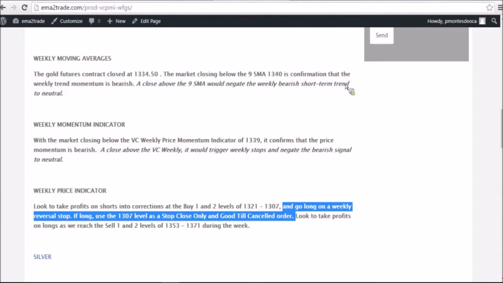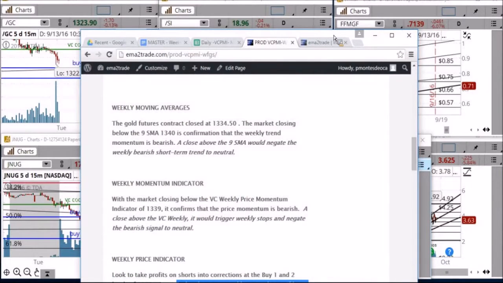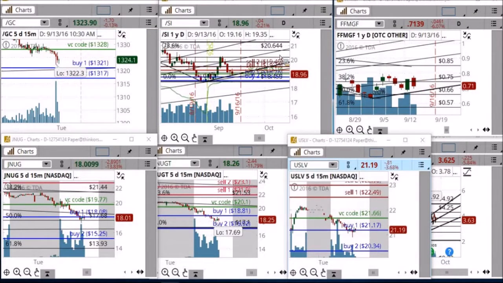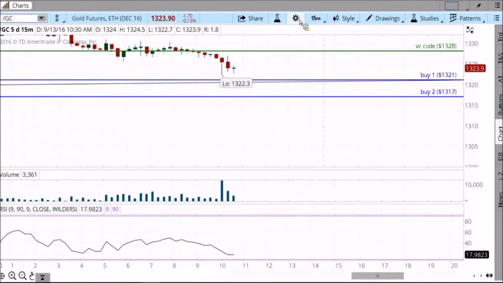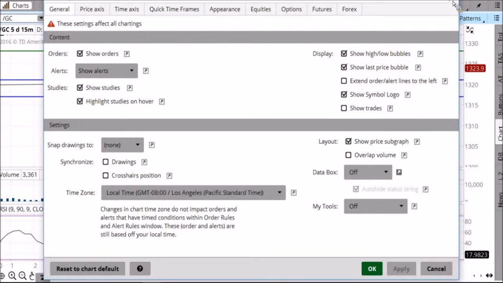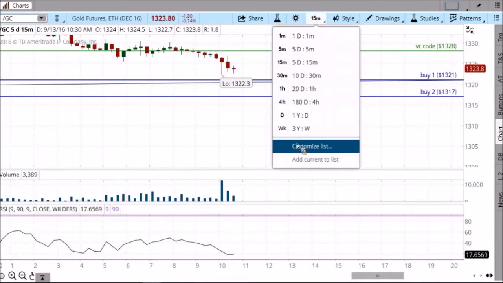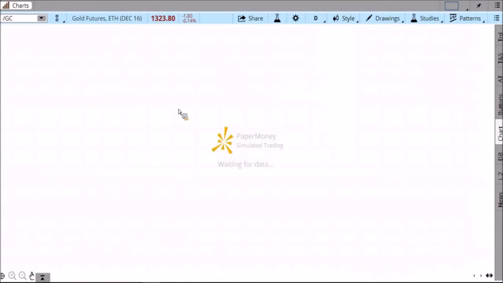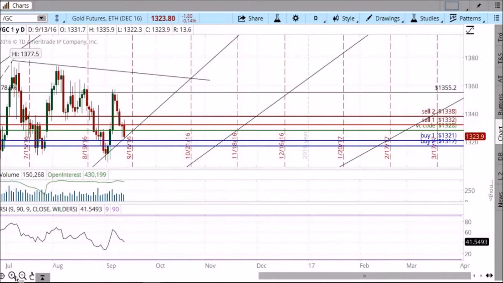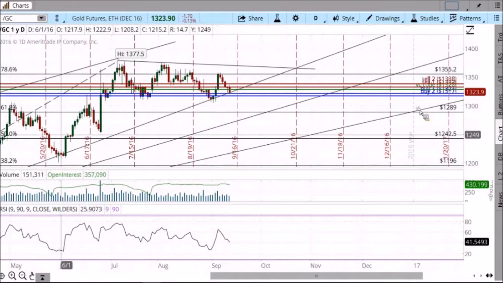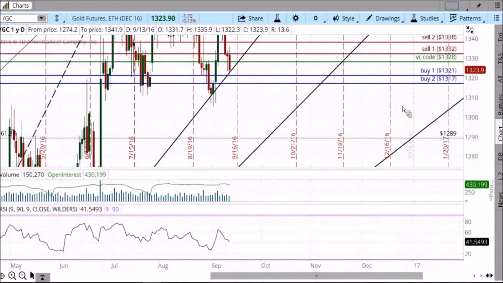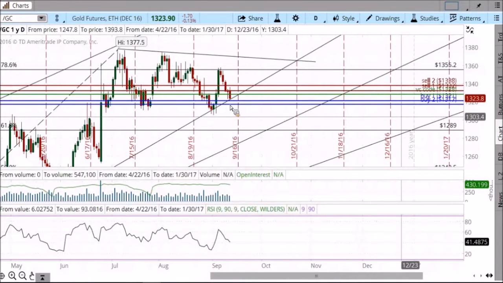Let's go into the trading room and see what the gold market has done so far this week. I'm putting on a daily bar chart that is going to give us a very clear picture of what's happened so far this week.